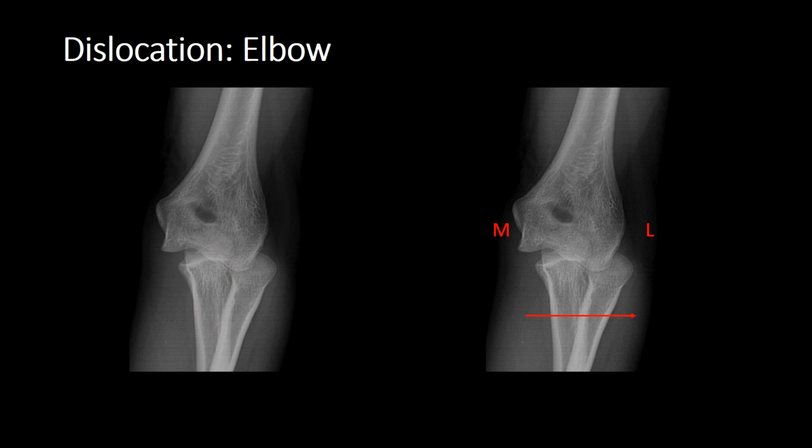So when we talk about fractures or dislocations, we always talk about the distal fragment in relation to the proximal fragment. So here we can see that our ulna and our radius have moved laterally.